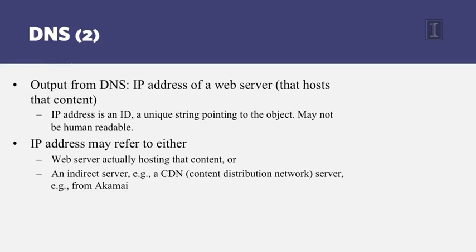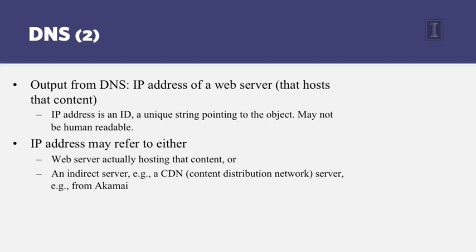The IP address is essentially a target or an address or an ID, and it is a unique string that points to the object. The difference between an ID and a name, the output and the input to a name resolution system like DNS, is essentially that IDs are harder to remember. It's harder for us human beings to remember IP addresses. It's much easier for us to remember names. Also, IP addresses change, but names don't.